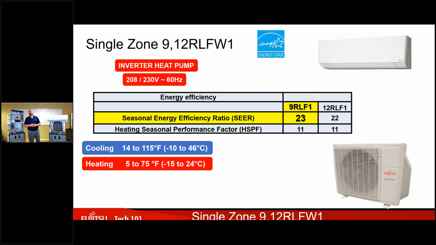All right, so mid-range on the efficiencies, 23 and 22 respectively, and an HSPF of 11, which does put that in the Energy Star category. So for a single zone system, if you wanted to install one of these, you will have an Energy Star unit and possibly rebates to come along with it. Cooling down to 14 degrees and heating down to 5 degrees. Once again, none of our equipment will shut off at those lower temperatures. We just start to lose some of that capacity.